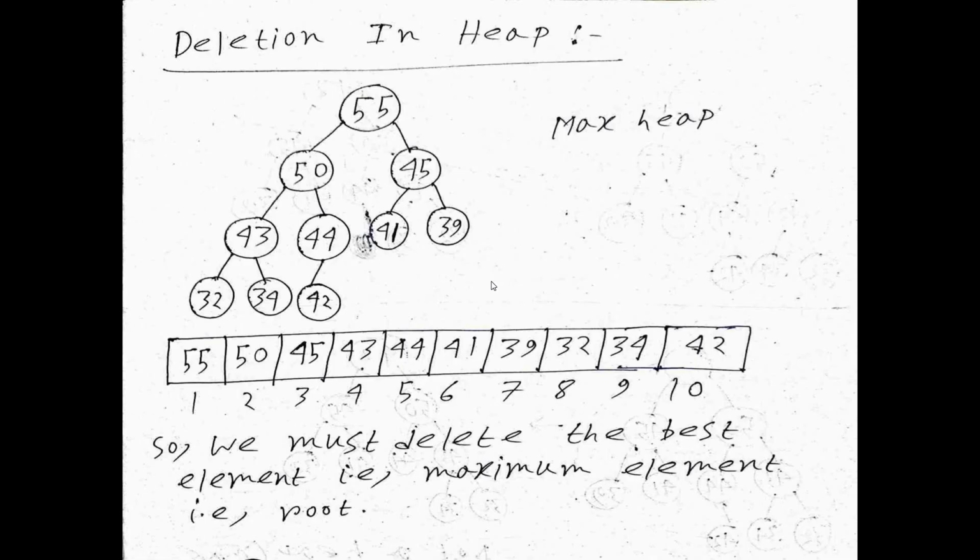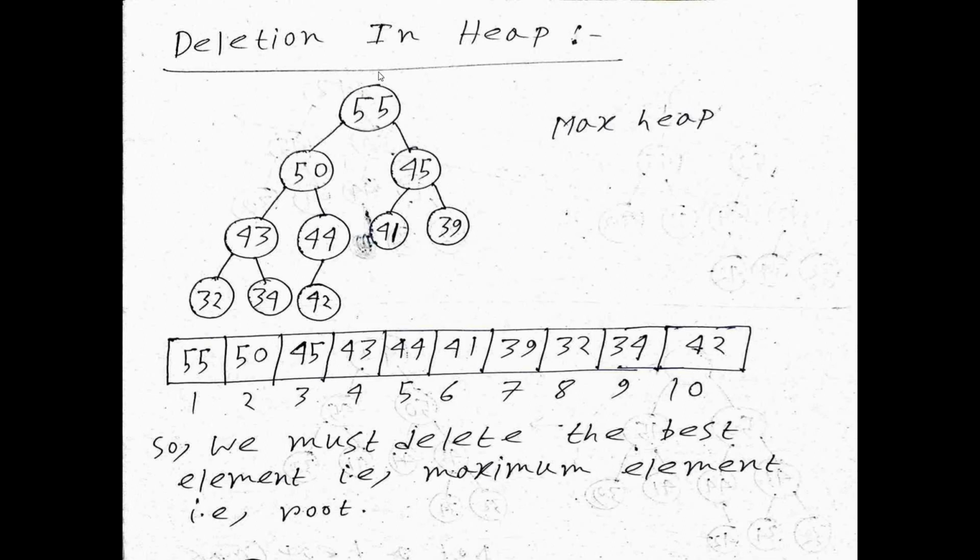Now next is deletion. Deletion in the heap. Now this is a max heap. Again I take a max heap tree to show you how to delete a node in the heap. You can also take a min heap, but here I take the max heap as an example. So this is a max heap.